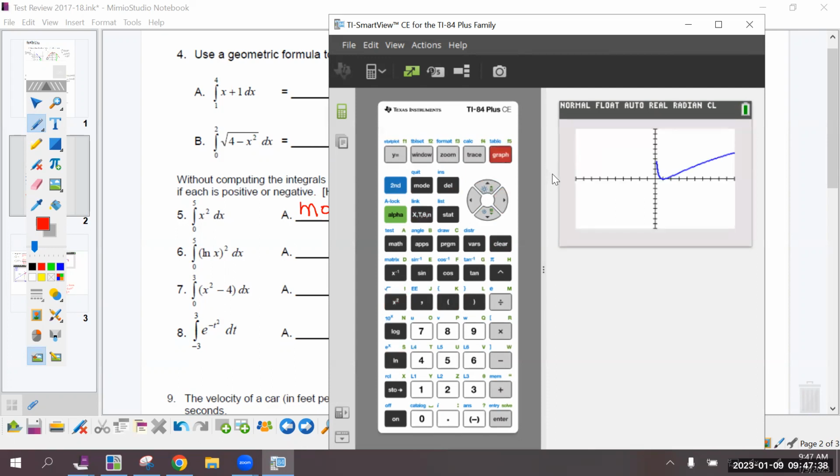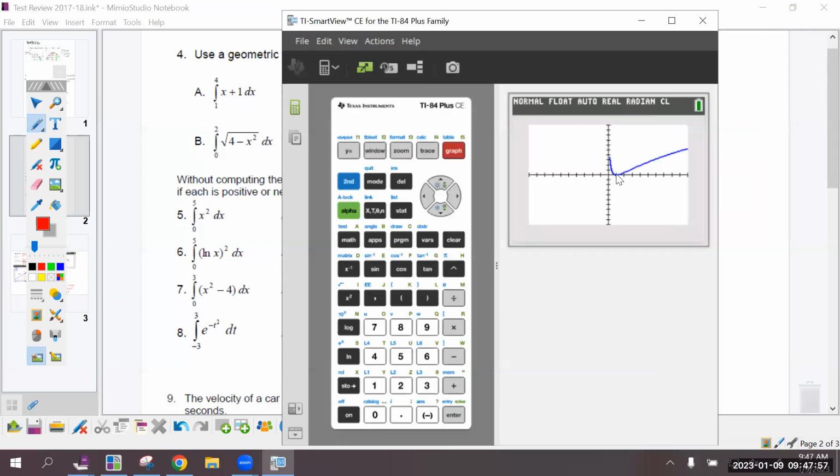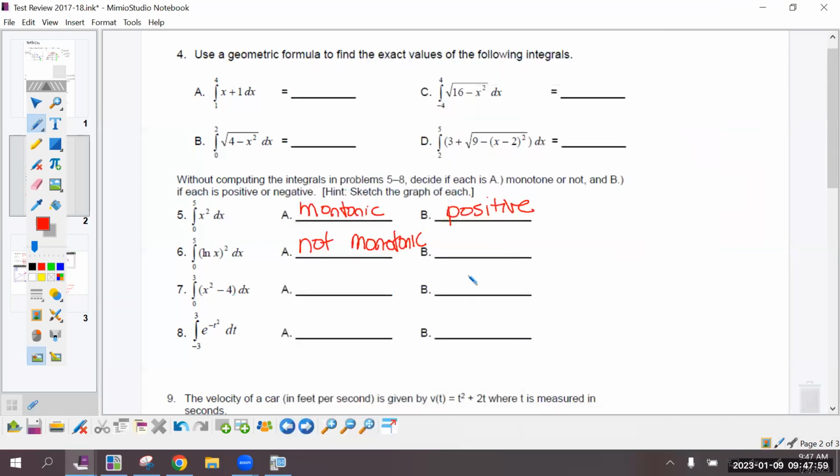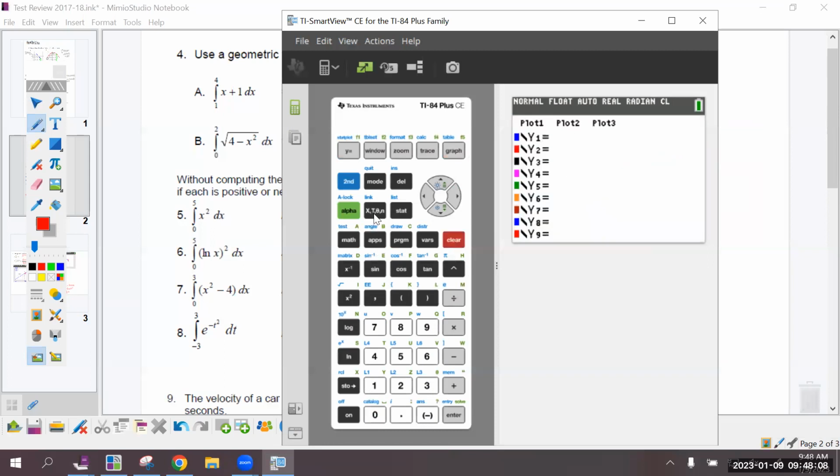Okay, ln of x squared from 0 to 5. If this is not monotonic, we've got decreasing and then increasing. And from 0 to 5, all the area is above the x-axis. So again, the integral will be positive. Let's look at the next one.